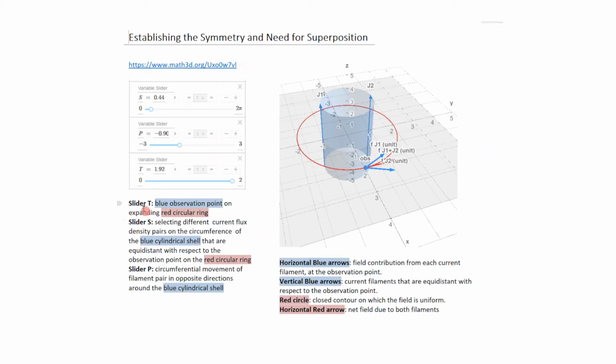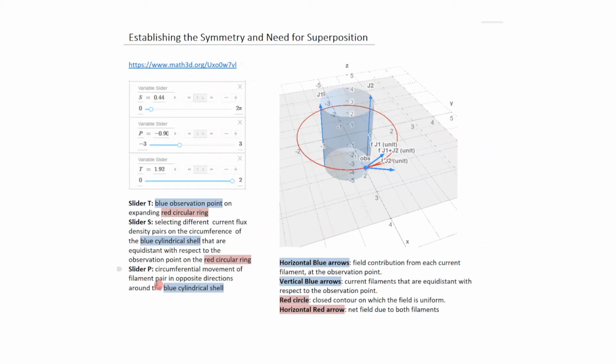So slider T is the observation point, which is this blue dot that you see here, on an expanding red circular ring. So this ring, when it expands, the blue point goes with it. Slider S is selecting different current flux density pairs, this one and this one, on the circumference of the blue cylindrical shell, which is this cylindrical shell that you see here. And they are equidistant with respect to the observation point on the red circular ring. So for instance, the distance from here to there is the same as the distance from here to here.